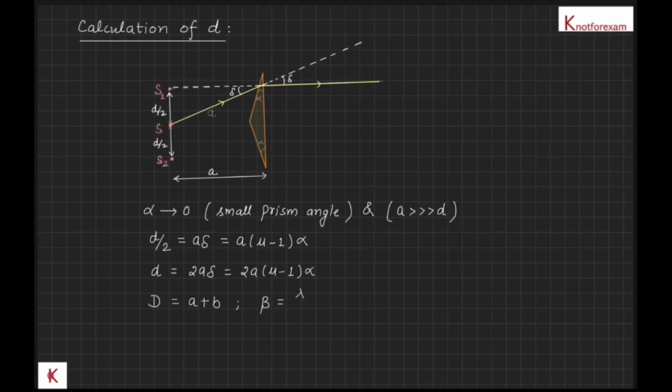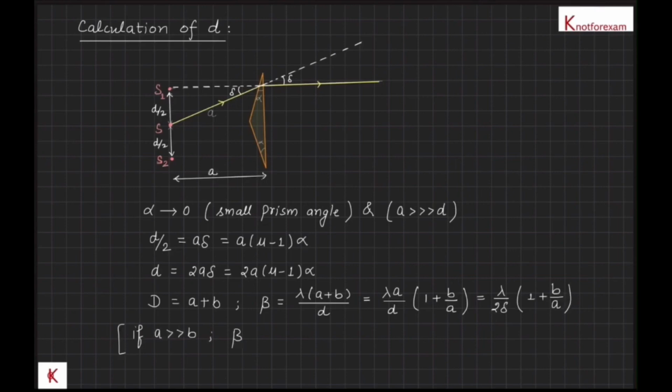Now the fringe width β will be equal to λD/d, that is λ(a+b)/d, that is λa/d (1 + b/a), that is λ/2δ (1 + b/a). Also if a is very much greater than b, then β will be equal to λ/2δ, that is equal to λ/(2(μ−1)α), and we can say that β is independent of a and b for a very much greater than b.